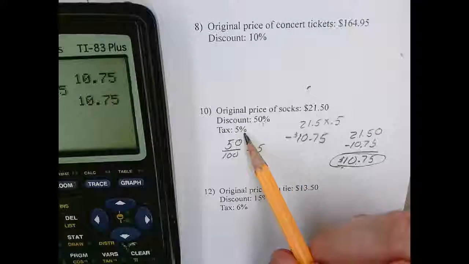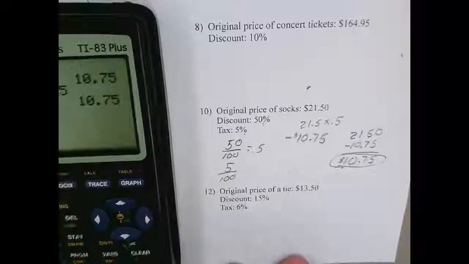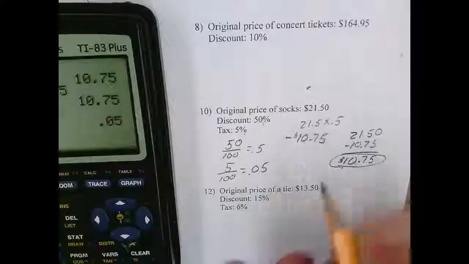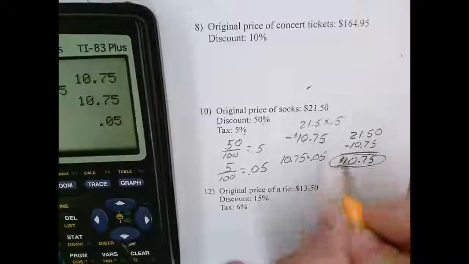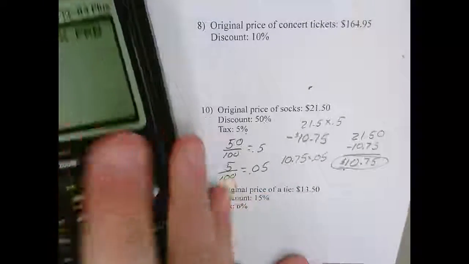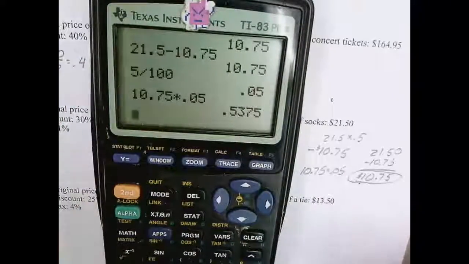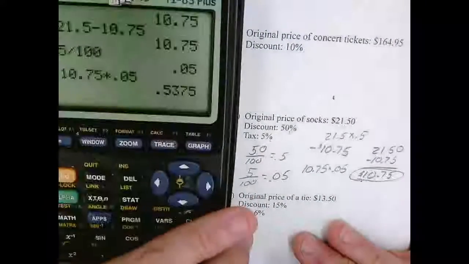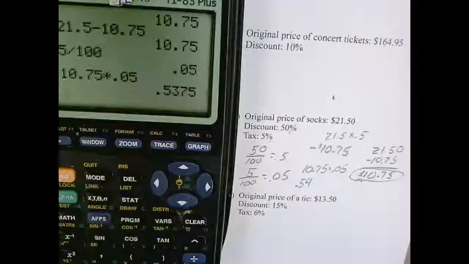This is a 5% sales tax. So we're going to take 5 and divide that by 100, and we're going to get 0.05, and we're going to multiply our 10.75 by 0.05. There's my calculator, and I hit it, and it says 0.54. Now think about that. That's pretty reasonable, but we're talking money, so we have to round that up to 54 cents.